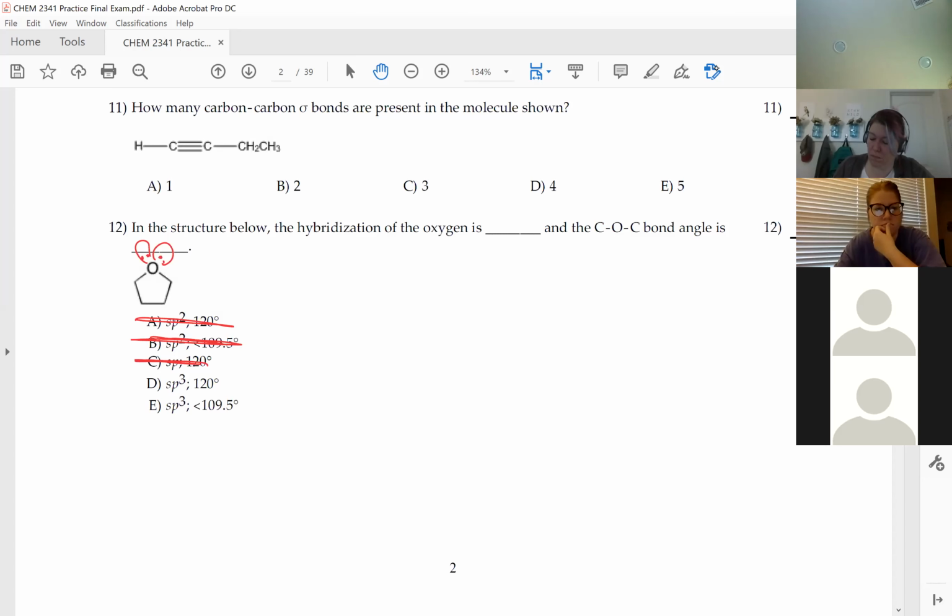So then what is the bond angle that goes with an sp3 hybridized atom? It's 109.5. So we want to pick E, not D. And it says less than because the electron pair domains here are going to take up a lot more space, and so this bond angle is actually going to be a little smaller than 109.5. 120 is for planar, right? Yeah, for trigonal planar, you would have 120.